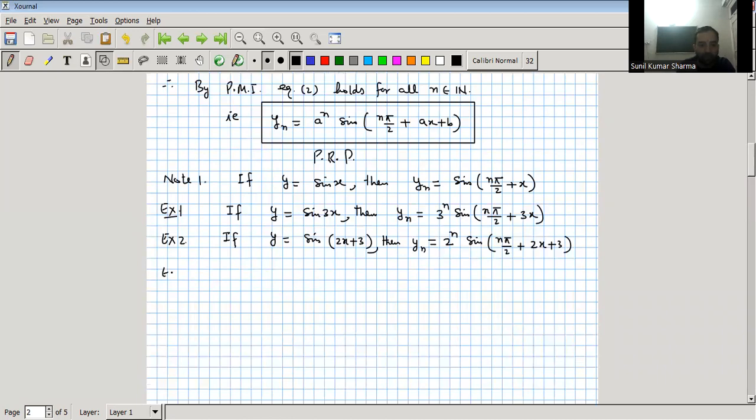Let us do some more examples. If y is equal to sin 4x, now tell me what is y_n? Quickly, write your answer in the notebook and check. Pause the video, write your answer in your notebook and then check. So this is a, that is 4, raised to power n sin n pi by 2 plus 4x.